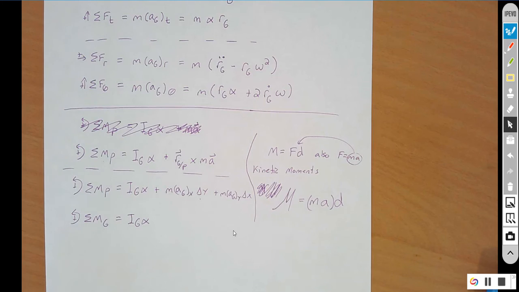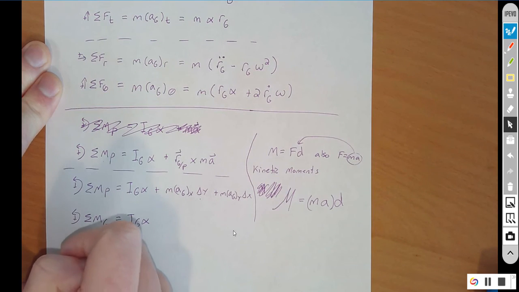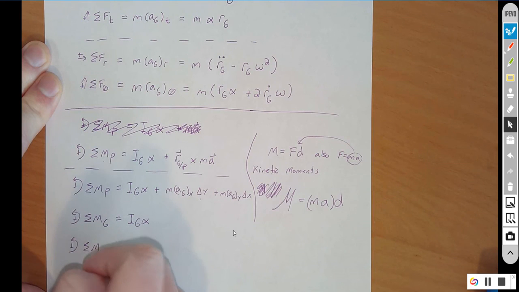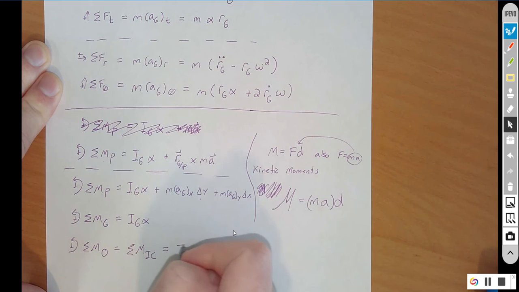And then the final case is if I do it about a fixed point or an instantaneous center. That would be the sum of moments about some point O, or you could say the sum of moments about an instantaneous center. It's the same thing in this case. That is going to be IO times alpha.